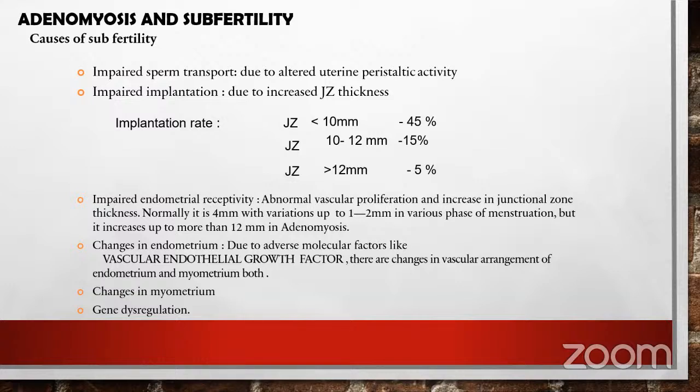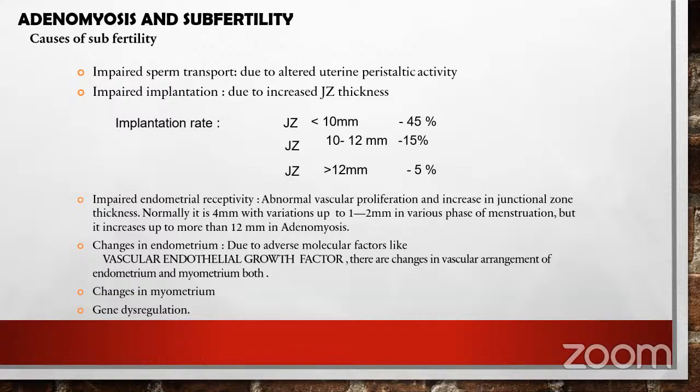The causes of subfertility are impaired sperm transport due to altered uterine peristaltic activity, and impaired implantation due to increased junctional zone thickness. Implantation rate is inversely proportional to the junctional zone thickness. It has been suggested that if junctional zone is less than 10 millimeter, the implantation rate is 45 to 50%. But when junctional zone is 10 to 12 millimeter, it comes down to 15%. And when junctional zone is more than 12 millimeter, it drops to 5% only.